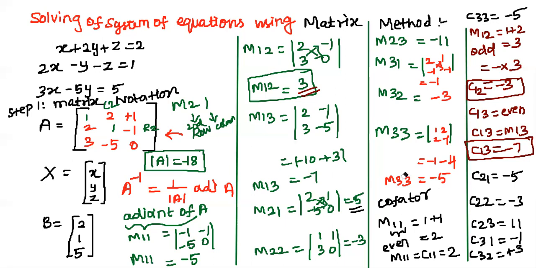Understood? Yes, ma'am. Please note it down. I'll erase it. So for finding the adjoint of A, we found the minors and the cofactors. The last step is to write the cofactor matrix and perform its transpose for finding the adjoint. Yes, ma'am. All right.